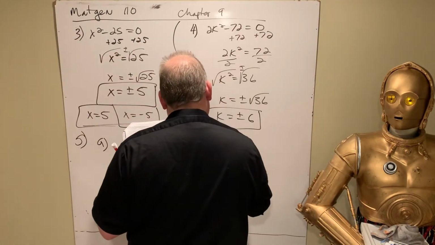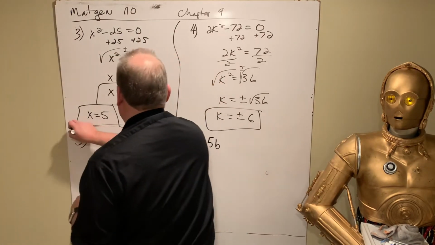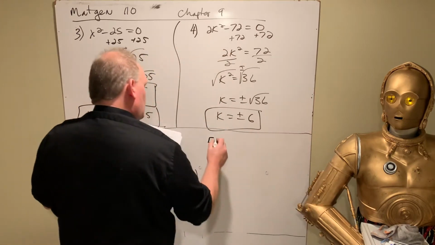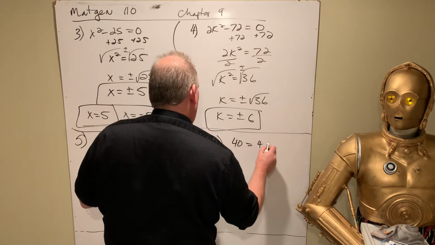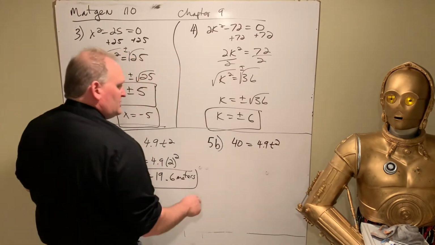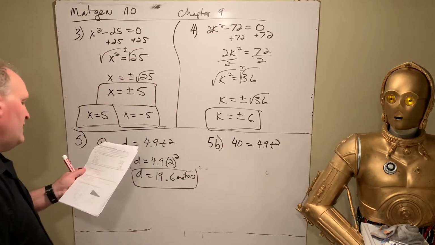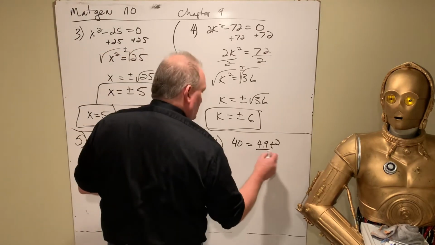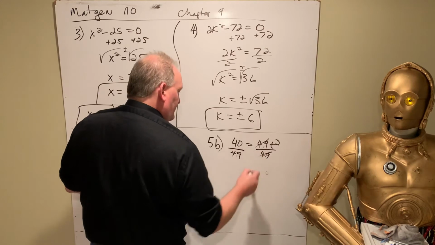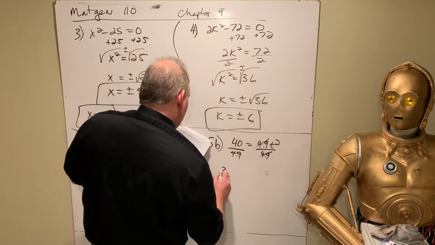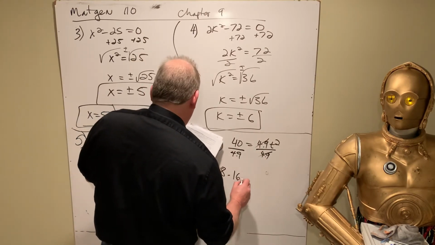5B looks like this, where they gave us 40 is equal to 4.9 t squared. So they said, look, if it goes 40 meters, how long is it in the air? That's a little harder of a problem because we'll divide the 4.9 out, and that gives us this kind of ugly decimal.